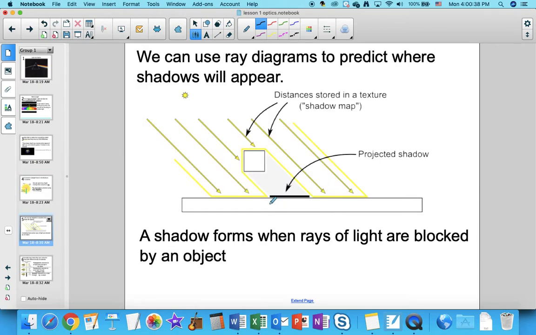Ray diagrams are used to predict where shadows will appear. A shadow forms when rays of light are blocked by an object. In this ray diagram, because we're looking at the rays of light, you can see that this object is blocking these rays. Where the light doesn't hit creates that shadow. So this ray diagram can help us predict where shadows will show up depending on the angle of the light. Here the light is hitting at this angle, and so the shadow will show here. But what if the light was hitting at this angle? Then the shadow will be further back.